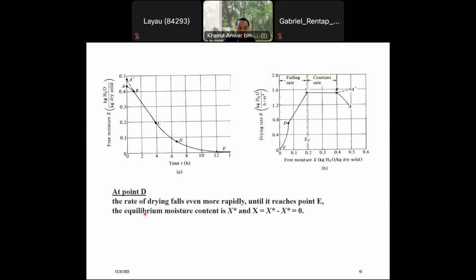At point D, the rate of drying falls even more rapidly until it reaches point E, and gets lower. The equilibrium moisture content is X star, and X equal to X minus X star is equal to 0. That is point E.